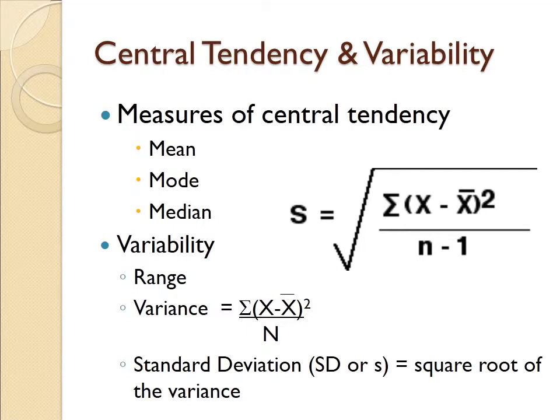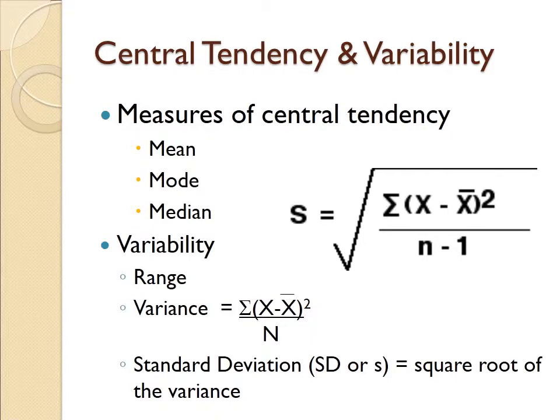So every single score minus the mean of the distribution squared, add those all up, and then divide by the total number of scores gives you variance. A slightly different equation gives us what's often referred to as standard deviation, SD or S. And it's the square root of variance.